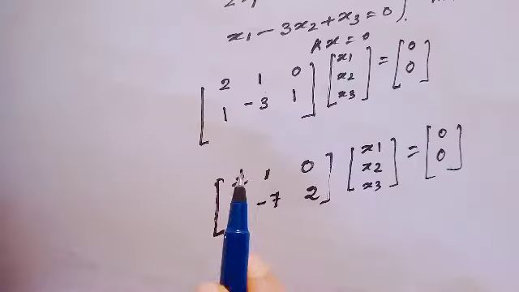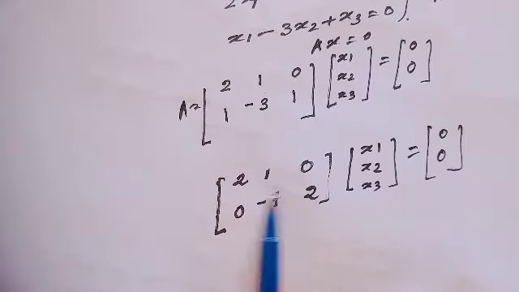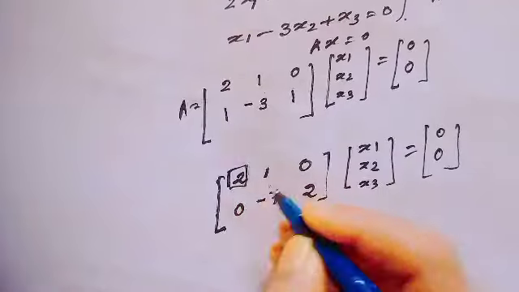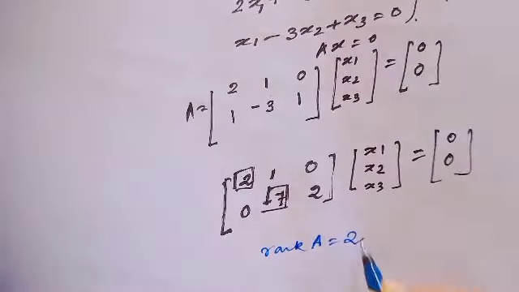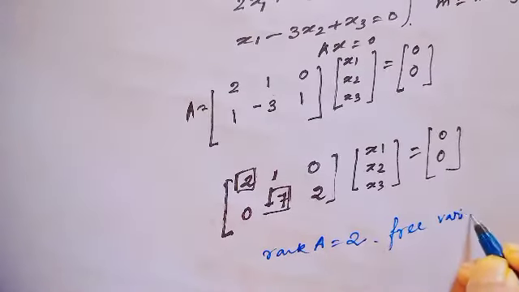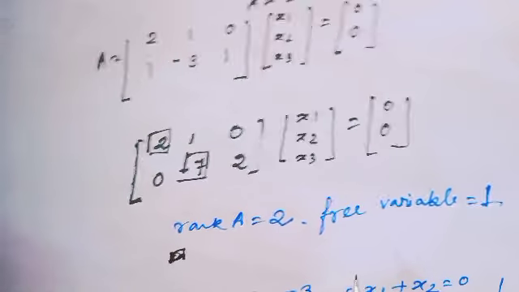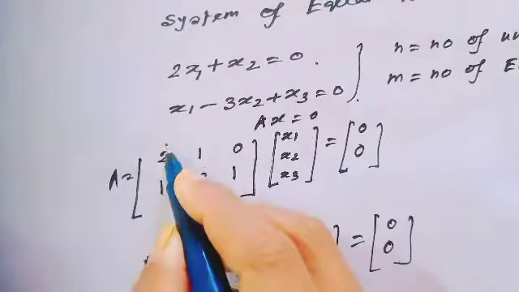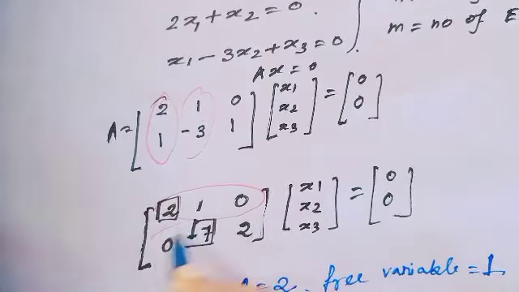After row reduction, if this is the A matrix, it reduces to this form, and here this will be the pivot. So the rank of this matrix A is 2 and the number of free variables here is 1. The dimension of the row space is always equal to the dimension of the column space. Here the column space would be generated by 2 vectors, and the row space would be generated by these 2 vectors.